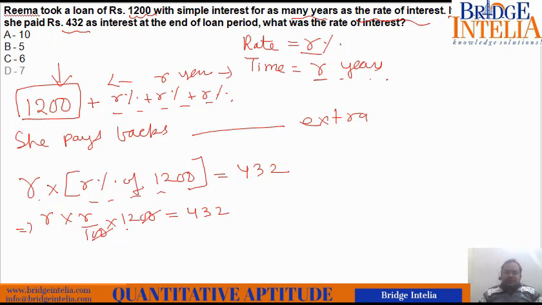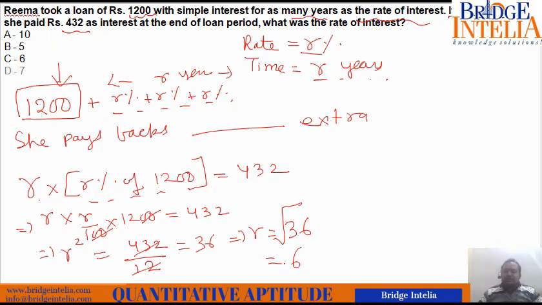So these two zeros cancel. So R square is equal to 432 divided by 12. So how much is that? This is equal to 36. So R square is equal to 36, which means R is equal to root 36. It comes out to be equal to 6. So the rate of interest was 6.